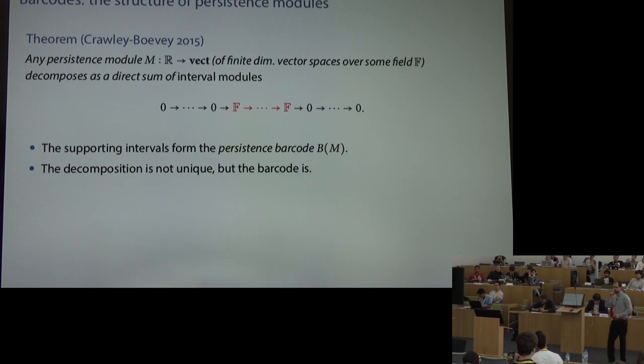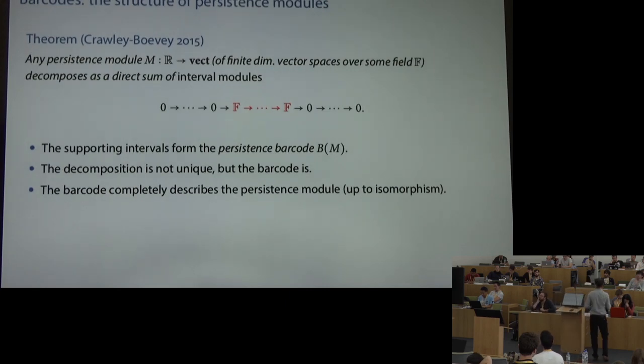You shouldn't be surprised, because the same thing is true just for vector spaces already. If I have an n-dimensional vector space, I can write it as a direct sum of one-dimensional spaces in many ways. But of course, the dimension is well-defined. Just the decomposition is not well-defined, but it's essentially unique. We have the same thing here. So in a sense, this persistence barcode is the one-parameter generalization of the notion of dimension of a vector space, if you want. Yeah, so that's what the barcode captures.